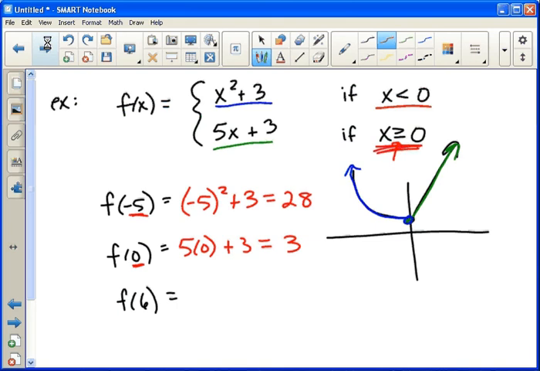Okay, finally, f of 6. Well, is 6 less than 0 or greater than or equal to 0? Clearly, greater than or equal to 0, so we also plug this one into the bottom equation. 5 times 6 plus 3 will give us 33. So that's how you evaluate a piecewise function. If there are 3 of them, it's the same process. You would just check and see which interval it falls into, and you would plug it into that equation.